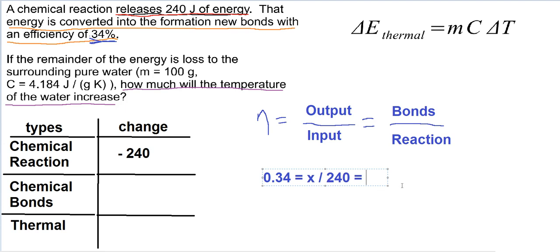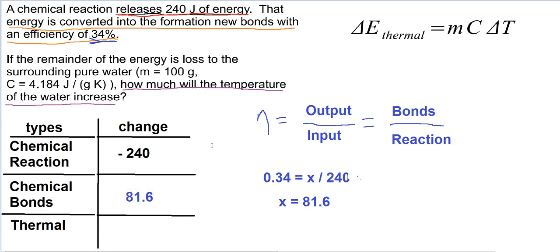Now, if you put this in, you're going to rearrange it and solve it for x, so we can just get rid of this equal sign and move down to the next line. If you rearrange this and solve this, what you will get is x is equal to, let me just math this, 81.6. What this basically tells you is that the bond energy is picking up 81.6 joules.